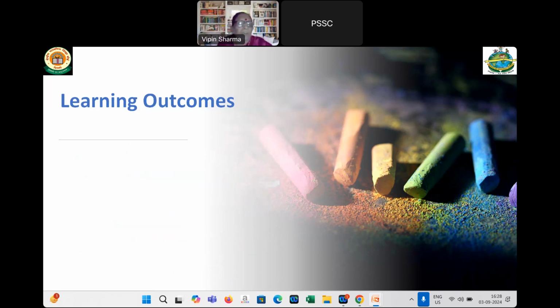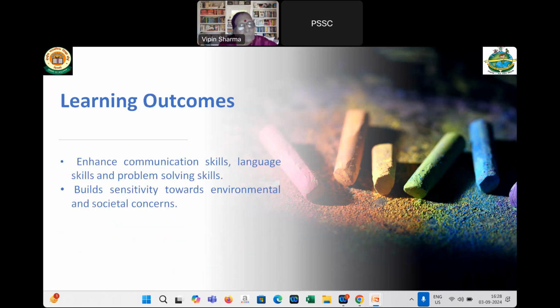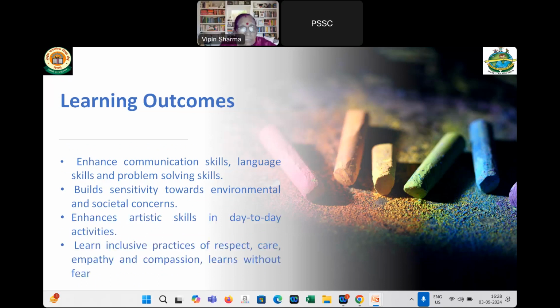Yes, no. It enhances communication skills, language skills, and problem solving skills. It builds sensitivity towards environmental and social concern, enhances artistic skills. These are the learning outcomes. Thanks, Sharmaji. These are the learning outcomes, okay?